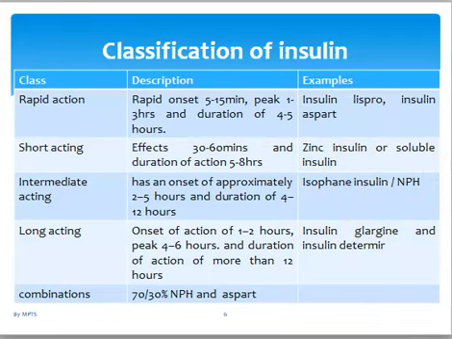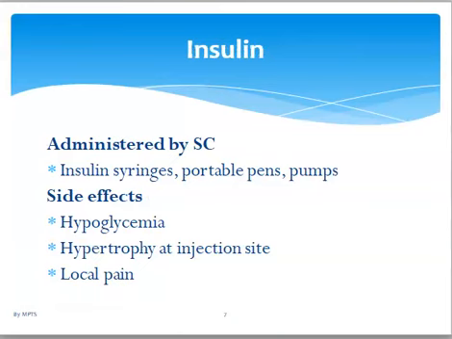Well, of course, we have even other mixtures, which I talked about: 30 of NPH and 30 of the other one, and 70 of NPH and 30 of this one. Now, how is it given? It is given subcutaneously, of course, using insulin syringes, portable pens, or you can use an insulin pump. Ensure you know how to calculate the IU to give, the international units. In case you don't know how to calculate them, we can help you.